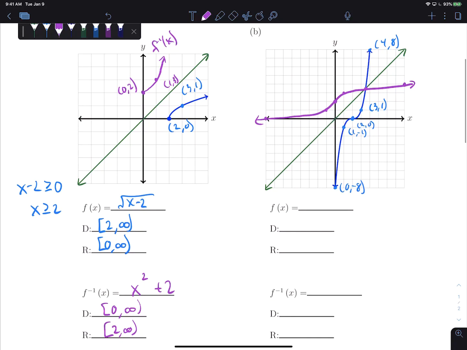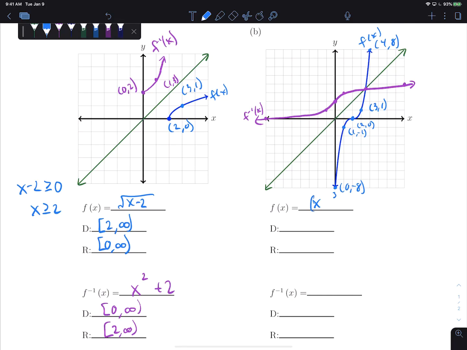Now we need to figure out what these functions are. Notice that the original function, well, let me label this real quick. This is the inverse function, and I should label this as the original. Okay, so for the original function, this is cubic. But here's the thing. This is a cubic function moved right. If it normally goes through the origin, notice that it goes through 2, 0. So it's moved right 2 units.